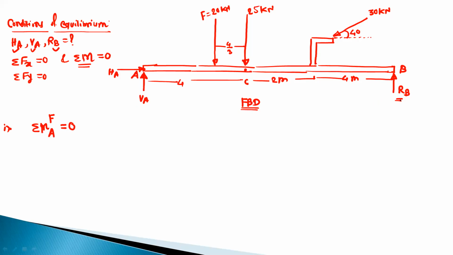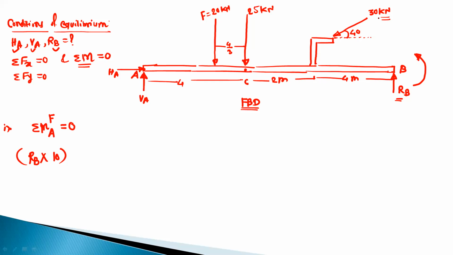So first is the reaction RB, which is unknown and which is to be determined. So what is the moment of reaction RB about the point A? So reaction RB into its perpendicular distance with respect to point A. So it is 4 plus 2 plus 4, so that is 10 meter. So RB into 10. Now this moment, it will try to rotate the beam AB in the anti-clockwise direction. So it is positive. Then second moment, it is because of this 30 kilonewton.